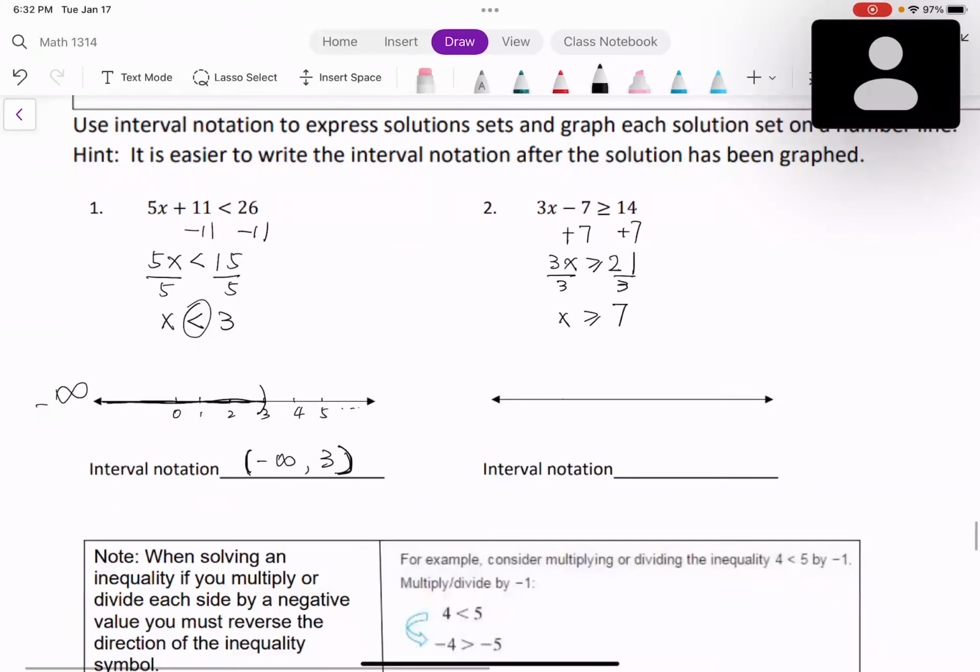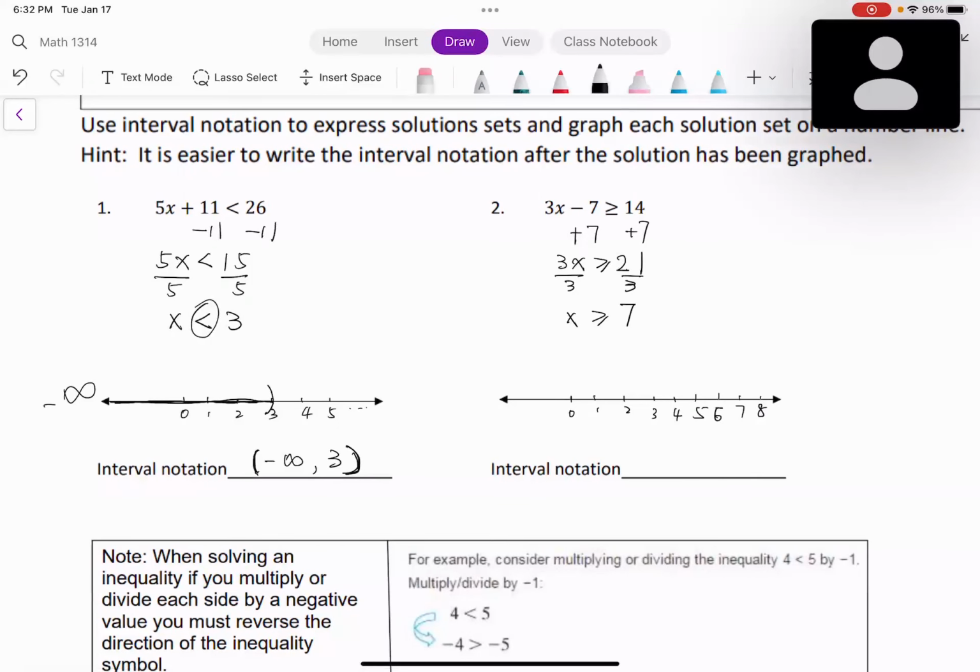Find 7 on the number line. For example, there is 0, 1, 2, 3, 4, 5, 6, 7, 8. x is greater than or equal to 7. So is 7 included? Yes. We must use a bracket. And the right-hand side must be highlighted, because x is greater than 7. It could be 8, could be 9, could be 100. That's on the right-hand side of the number line.